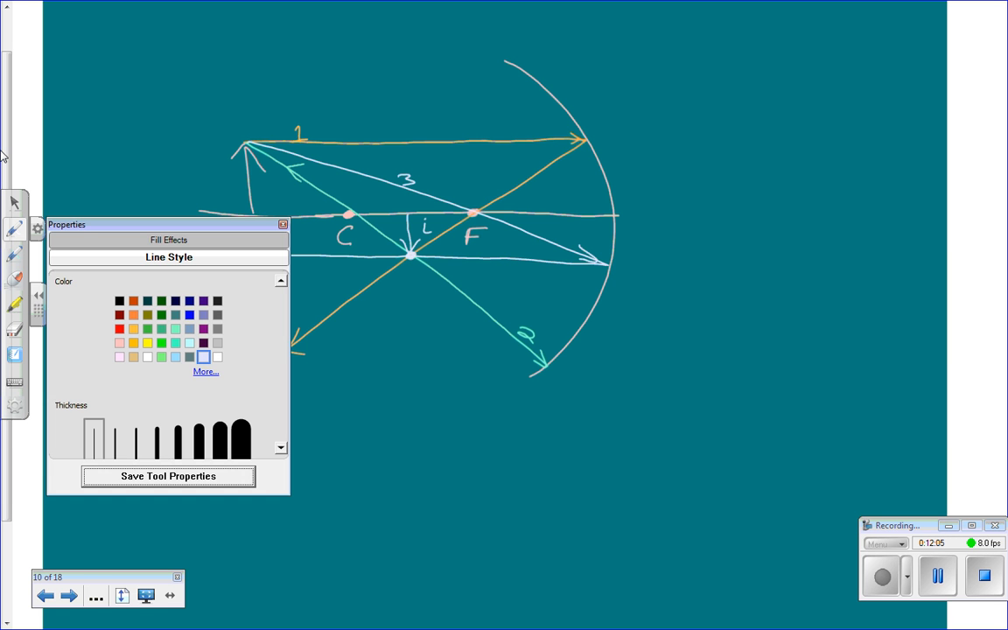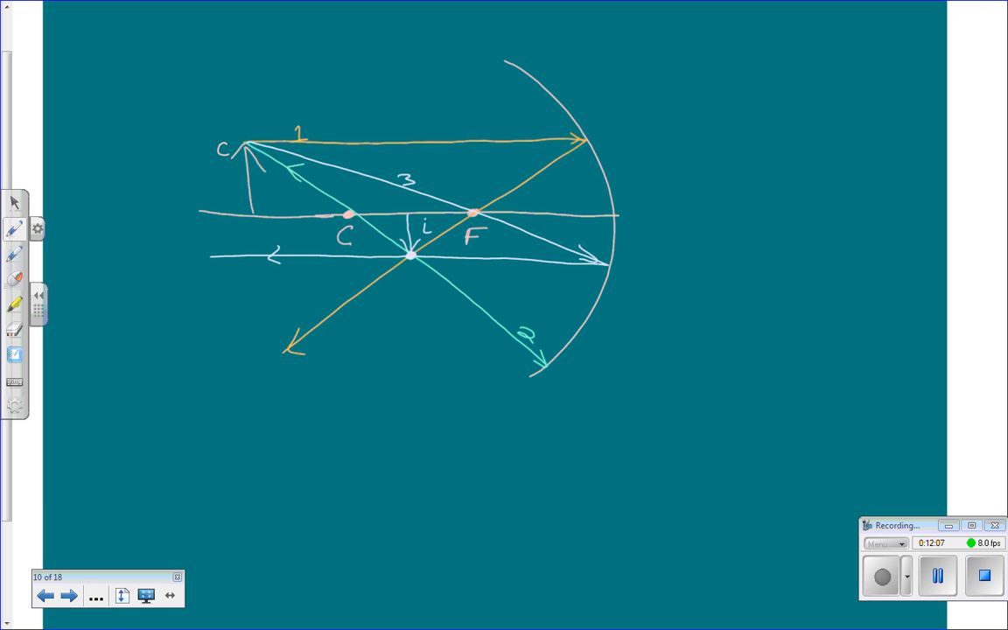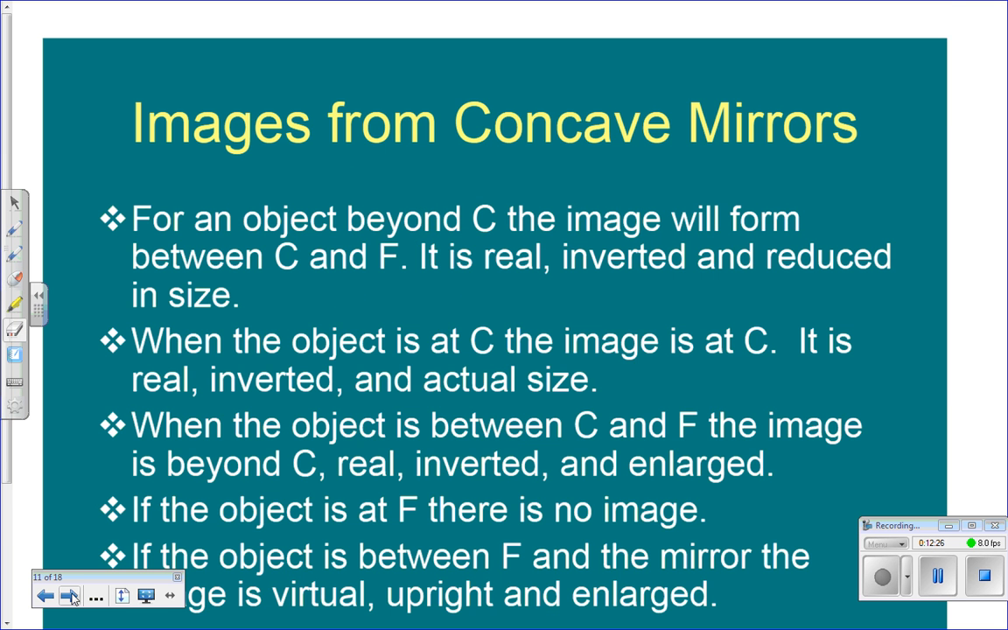Okay? So this image, compared to the object, is reduced in size. It's smaller than the object is. It is inverted because it's upside down. And because it's on the front side of the mirror, the same side that the object is on, it is a real image. So it's real, inverted, and reduced in size.